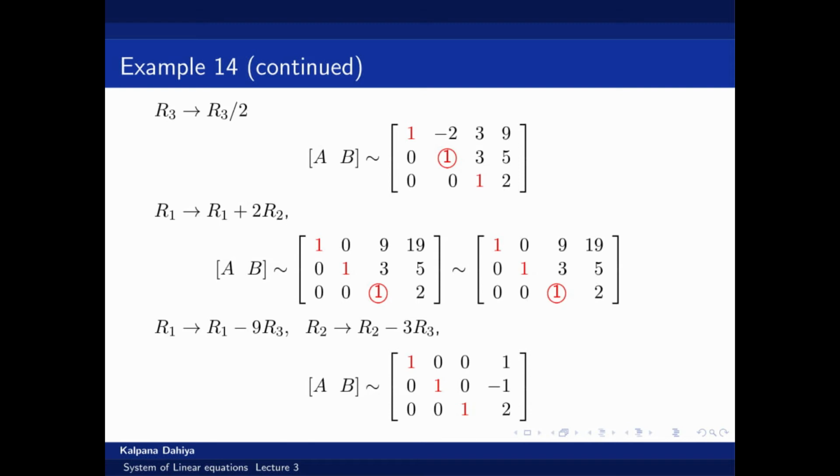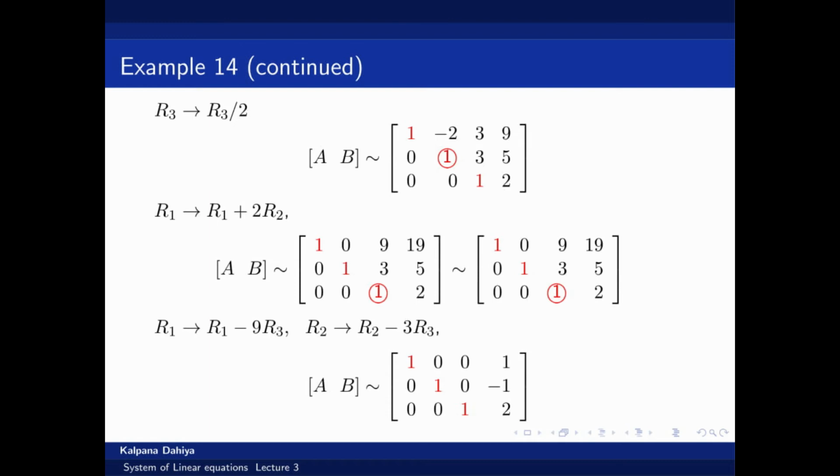Now if you see the second pivot element in the second row, we have to make all entries 0 except this pivot element. In the third row, the corresponding entry is already 0 in the second column. But in the first row, the second entry is non-zero and it is minus 2. So we apply the following elementary operation to make it 0: first row goes to first row plus 2 times second row. Then the augmented matrix reduces to 1, 0, 9, 19, with the second row as it is and the third row as it is.